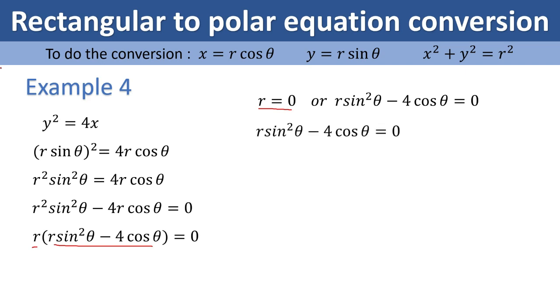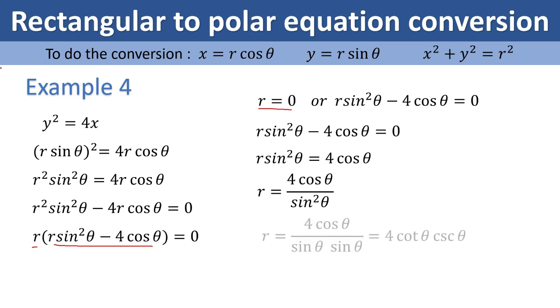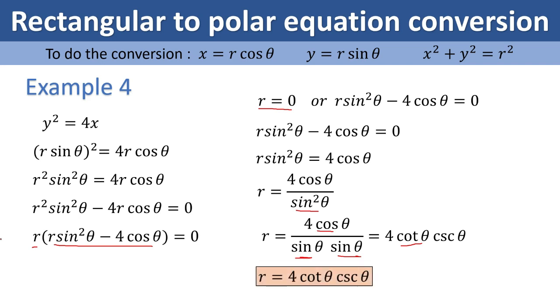Select the second equation, and I'm going to solve for r. You move 4 cosine of theta to the right side. It is subtracting, and when you move it to the other side, it is adding. You divide by sine squared to leave r alone. Now, sine squared in the denominator is sine times sine. But if you remember, cosine divided by sine is cotangent, and 1 divided by sine is cosecant. Now, this is my equation.